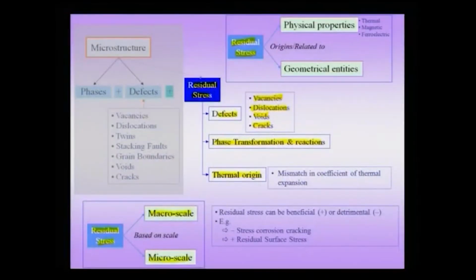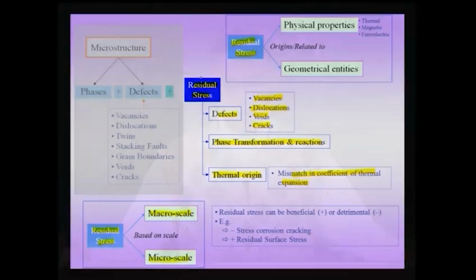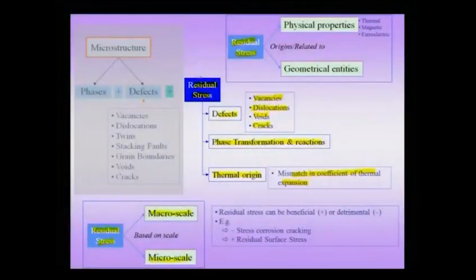The usual origin of residual stress, which we often talk about when we are talking about warpage of components, etc., is what we call the thermal origin, which comes from the mismatch in coefficient of thermal expansion. Like when we have a bimetallic strip and we heat this strip, the coefficient of expansion on either side of this bimetallic strip will be different, and therefore, the strip can get into a bent configuration along with the presence of residual stresses.